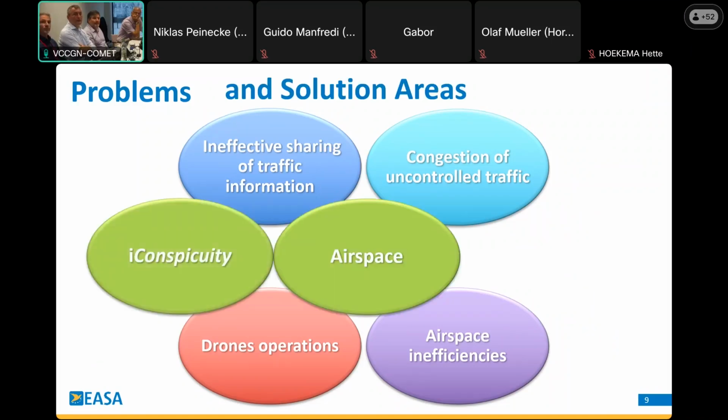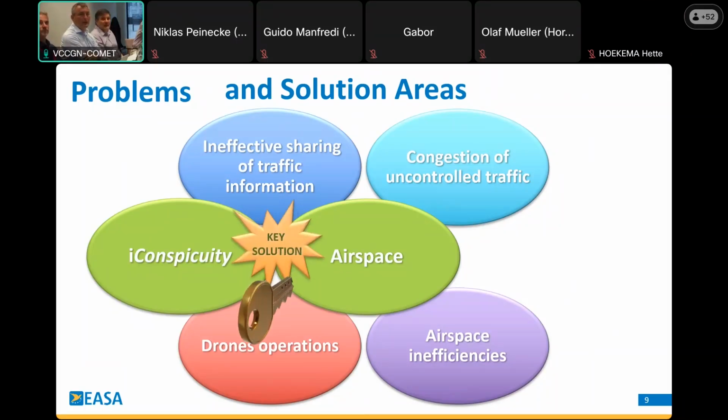Next one, please. We quickly understood that conspicuousness, which stands for being visible, being detectable in the air, in combination with airspace, should be at the heart of our actions. But ideally, and that's the next picture, we should combine the two. If we can be conspicuous in all airspace and get the information we need for safe flight, that would be the right direction of actions for tackling the problem of collisions. And this is where iConspicuity started.